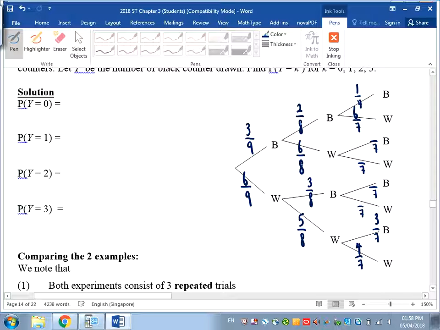And lastly, if I have 6 white balls left, and I select one white ball, I'll be left with 5. And then here will be 2. And the final one will be 2 and 5. So this is our tree diagram.